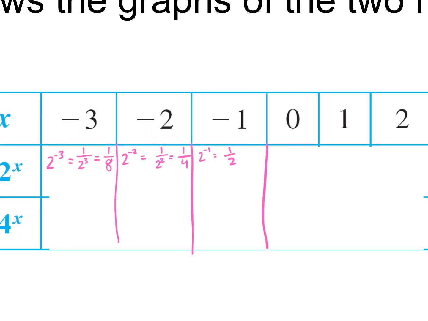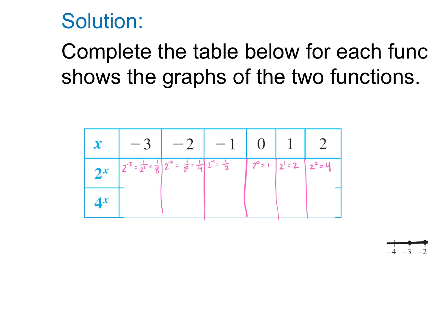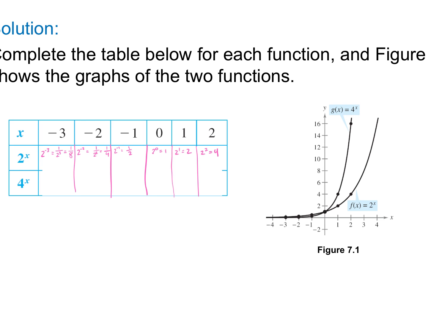What's 2 to the power of 0? 1. Awesome. Anything to the power of 0 is 1. 2 to the power of 1 would be 2, and then 2 squared is 4. So we can plot all these points on our graph. We've got the points negative 2, 1/4, negative 1, 1/2, then 0, 1, 1, 2, and 2, 4. So this would be our graph here.